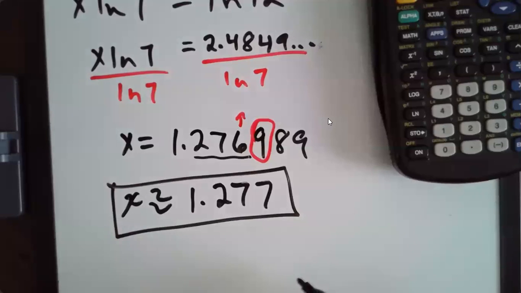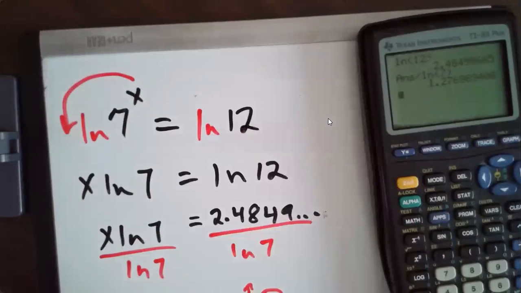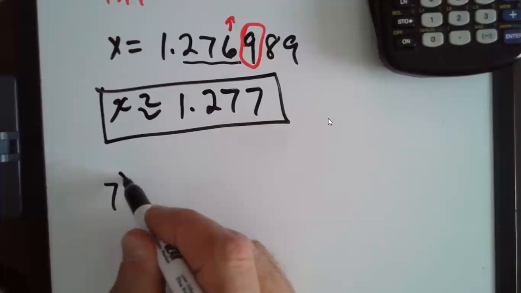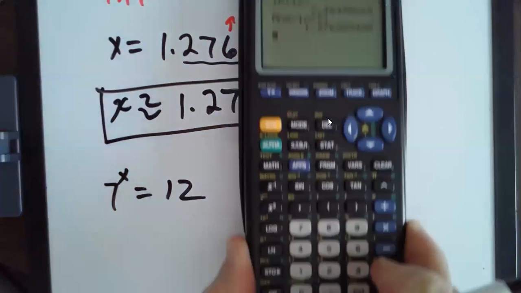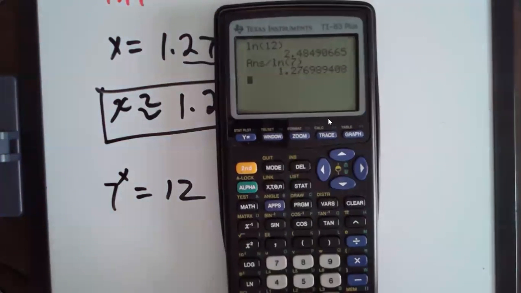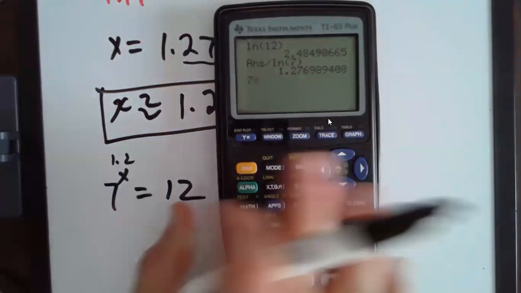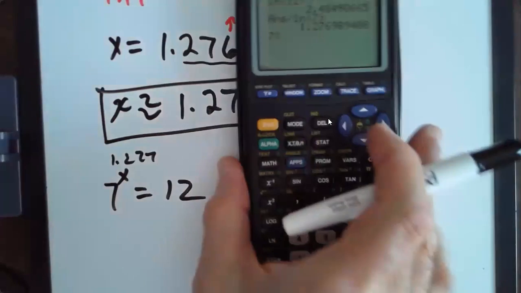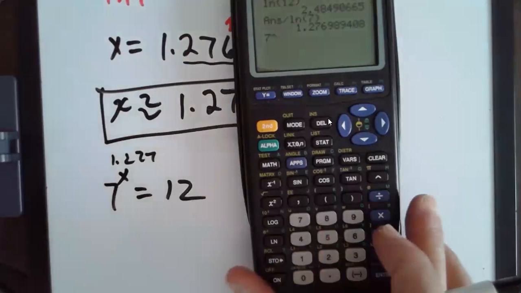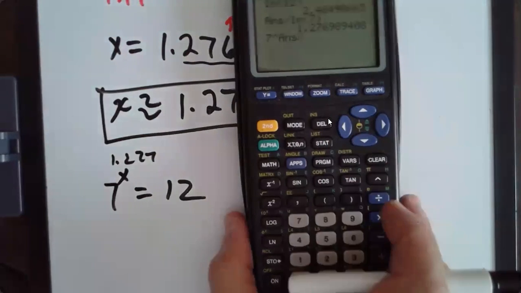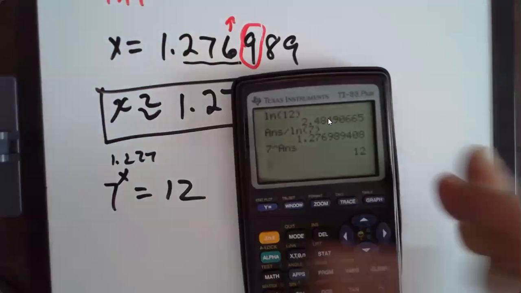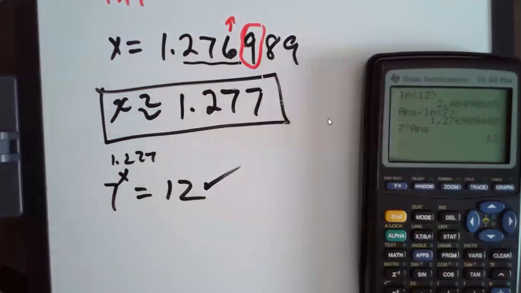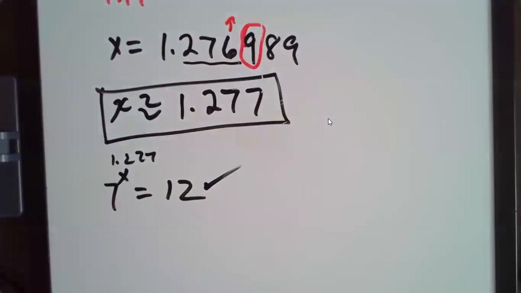If we substitute this answer back into our original equation, we should get 12. So we put in 7 to the 1.277. But if you put that in, you're not going to get exactly 12. So you hit the exponent button, then second and answer, and it brings back your last answer, and you hit enter and you get 12, and so it checks. That's a way to check your work. All right, any questions with that?